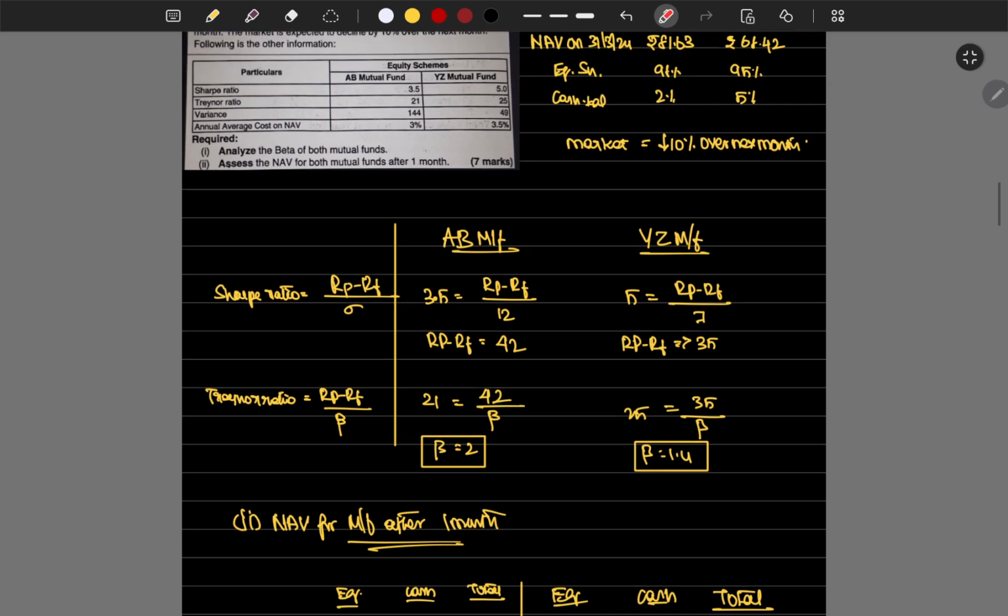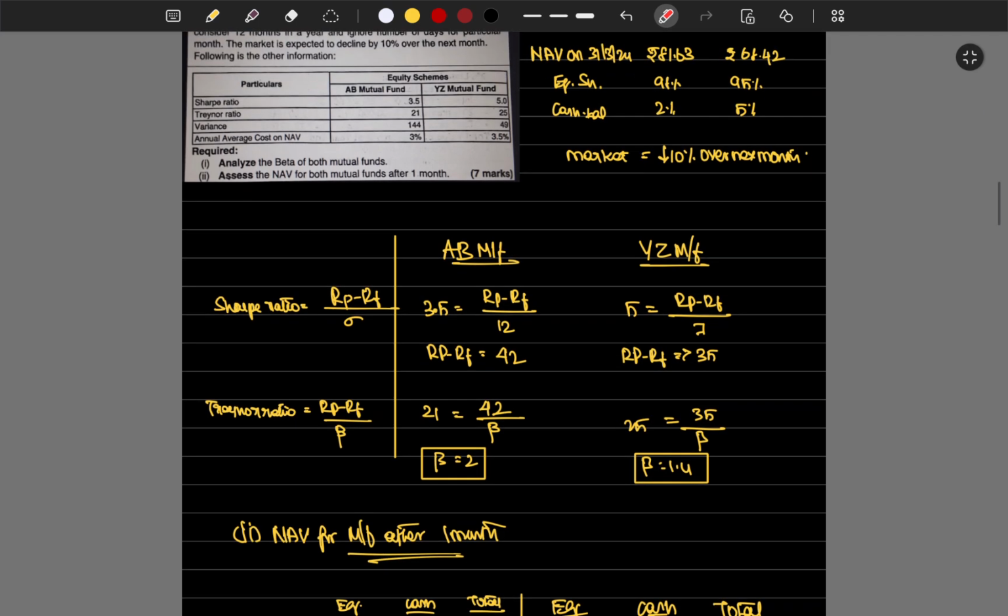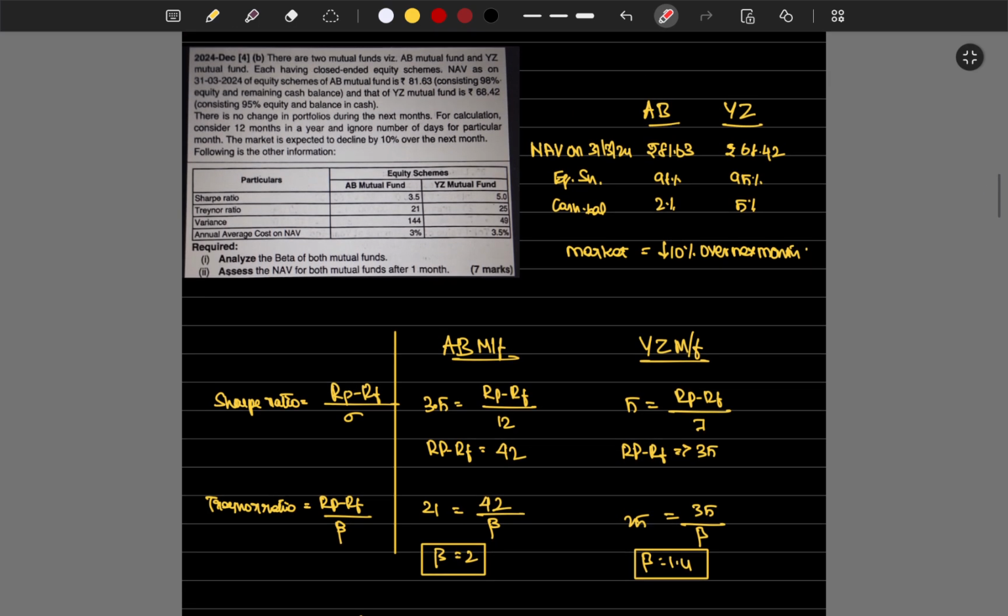With beta we know now, we can easily solve this problem. So what's the purpose of the Sharpe ratio? Sharpe ratio is the expected return of the portfolio minus the risk-free return. We don't have this value, so we have to find it using the Sharpe ratio.